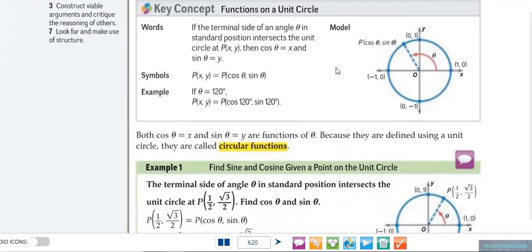Now, this is a unit circle again, and our point x and y now becomes the point cosine theta and sine theta. It means the x value is cosine theta and the y value is sine theta when the words unit circle are mentioned.